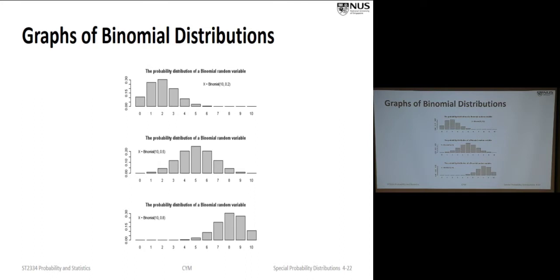X followed by binomial with n equal to 10 and p equal to 0.5. This distribution is symmetric, symmetric about the center. Symmetric means that if you put a mirror at this location, then the one on the left is just a mirror image of those on the right.